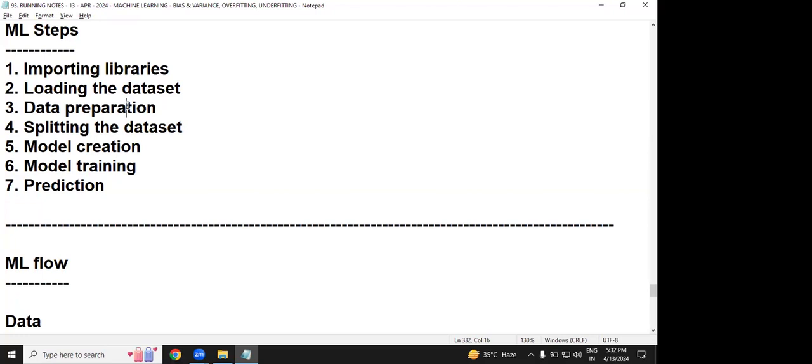If a company has given 100 rows, we should not use the complete 100 rows for the training purpose. What we need to do is split the data into 70% and 30%. The 70% trains the model. The 30%, the ML algorithm doesn't know. This 30% data is called unseen data.